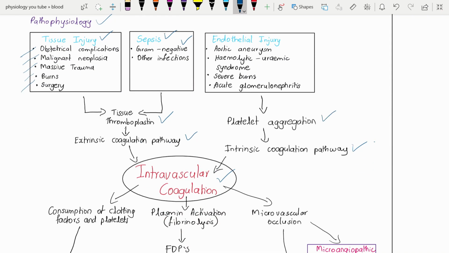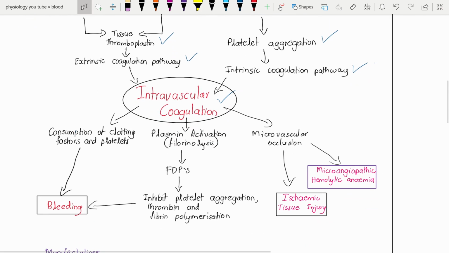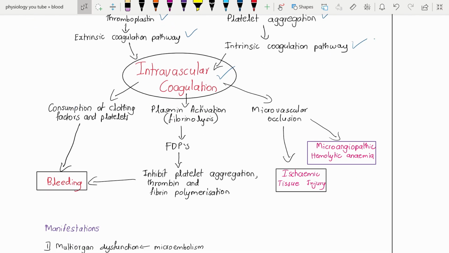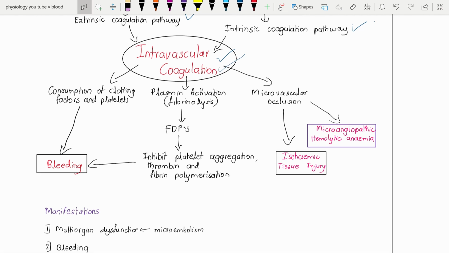And platelet aggregation can activate the intrinsic coagulation pathway. The platelet aggregation may be due to endothelial injury that happened because of aortic aneurysm, hemolytic uremic syndrome, severe burns and acute glomerulonephritis. These might be the possible causes of the endothelial injury. Now we know that there is excessive intravascular coagulation, and this clotting mechanism consumes the excess of platelets and clotting factors.